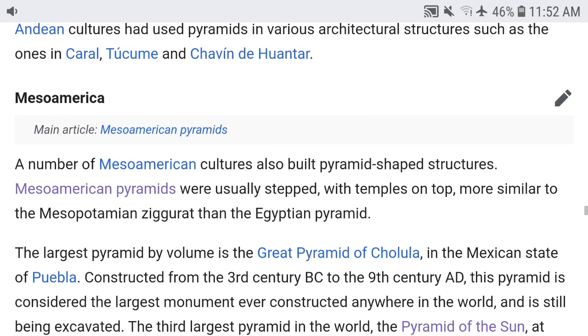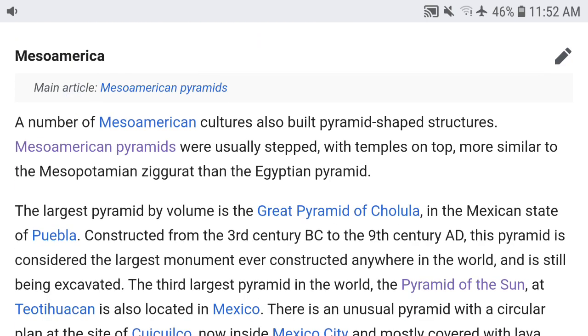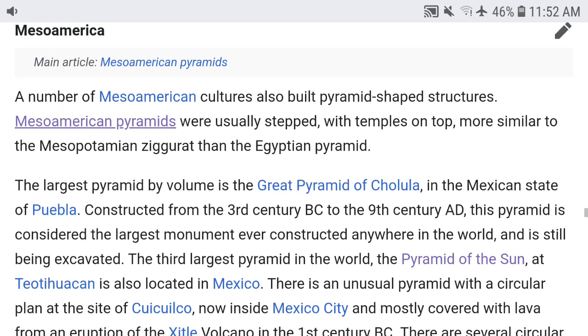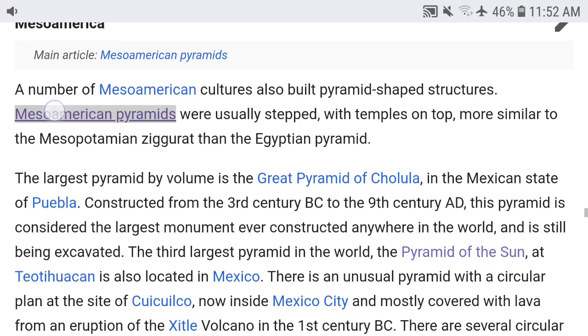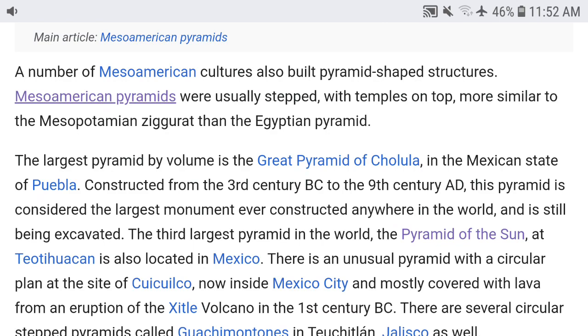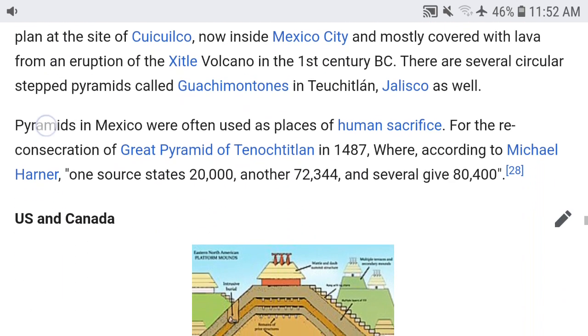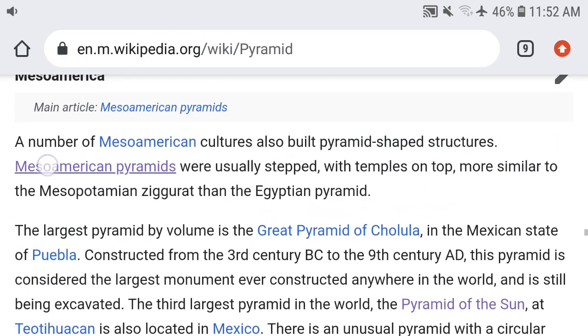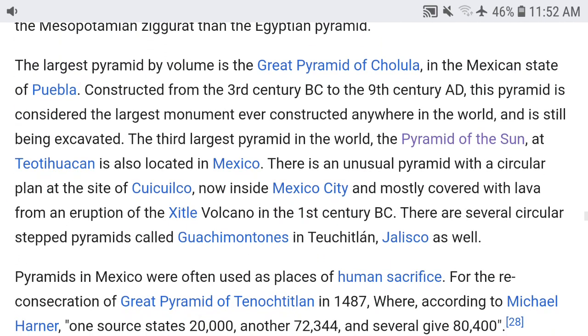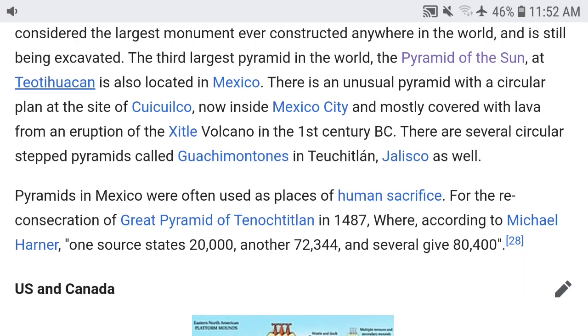Okay, Mesoamerica. A number of Mesoamerican cultures also built pyramid-shaped structures. Mesoamerican pyramids. This is colored purple because this is what we will actually be discussing. I believe 2 days from now, if everything goes according to the schedule or my plan, this one should be discussed in 2 videos from now. They were usually stepped with temples on top, more similar to the Mesopotamian ziggurat than the Egyptian pyramid. Okay, just think about it like Aztec, right? The one in Mexico. So yeah, it's like that.